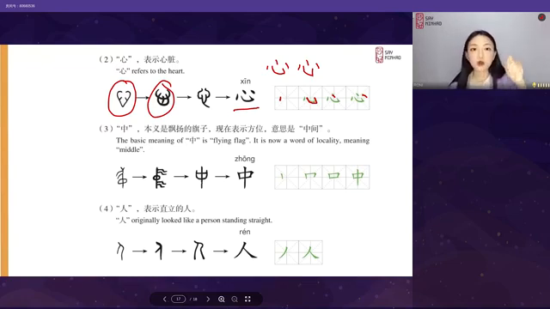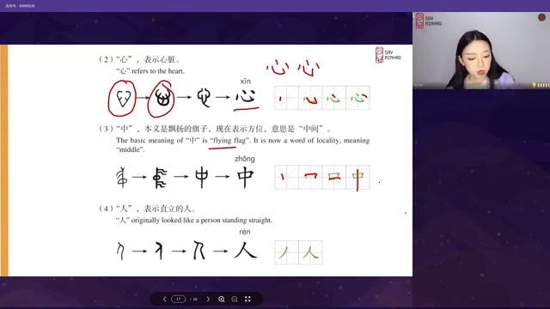Next is 中 of 中国, 中. It means middle. In the ancient time, originally it meant the flying flag. Now it means middle. It is really easy to write. First, a short vertical, and then a horizontal turning without hook, and then a horizontal, and then last a vertical in the middle.